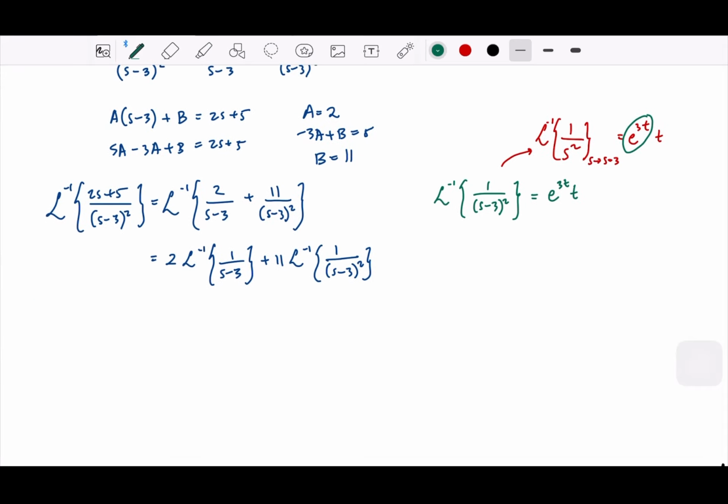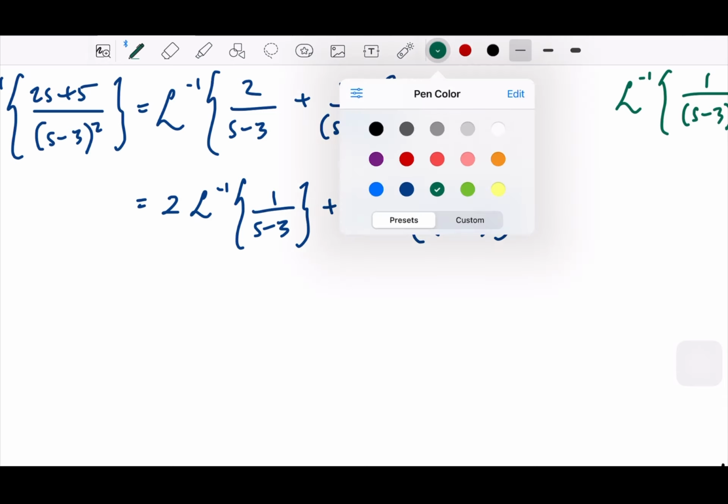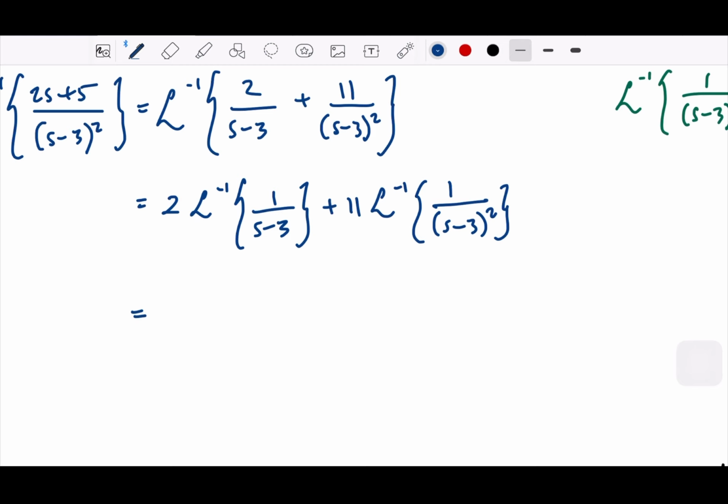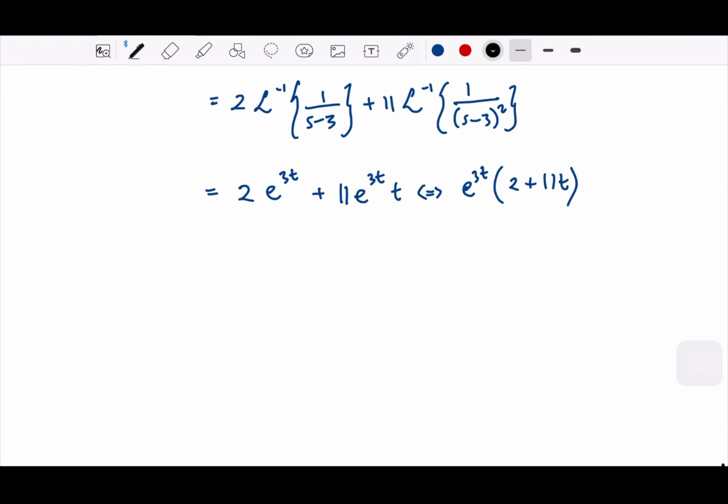The first part is, I think, very simple. 1 over (s minus 3) is just e to the power of 3t. So 2e to the power of 3t plus 11e to the power of 3t multiplied by t. Well, we could factor out, giving e to the power of 3t times (2 plus 11t). That's the example.